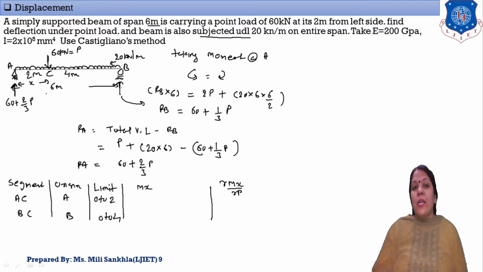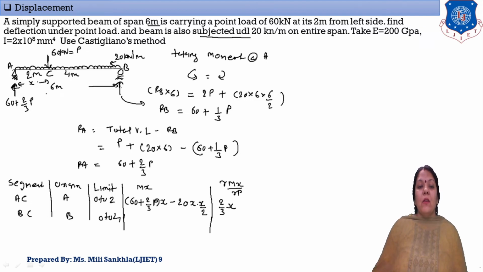Support reactions rotate clockwise, left hand side clockwise plus, and this UDL rotates anti-clockwise, minus. Right here, 60 plus 2/3 of P into X, and this UDL rotate right here 20 X and X by 2. Now del Mx by del P: this term is 0, and here 60x is also 0. The remaining term is 2/3 into P, so del Mx by del P is equal to 2/3 into X. Clear? This is the differentiation.